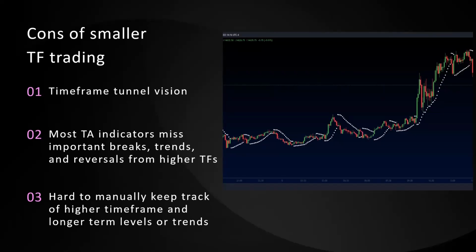And another thing with trading smaller time frames is it's very hard to manually keep track of what's going on in the higher time frames. So we just spoke about time frame tunnel vision, how sometimes you don't pay attention to what's happening on maybe the 1 hour if you're on the 5 minute, and you get taken by surprise or ambushed when we break some level you weren't expecting or seeing on your smaller time frame. But in reality, it's actually very hard to keep track of these things. You have to draw tons of lines and levels or trends, or use many different indicators to get a comprehensive view, a holistic view of what's going on at a broader level.